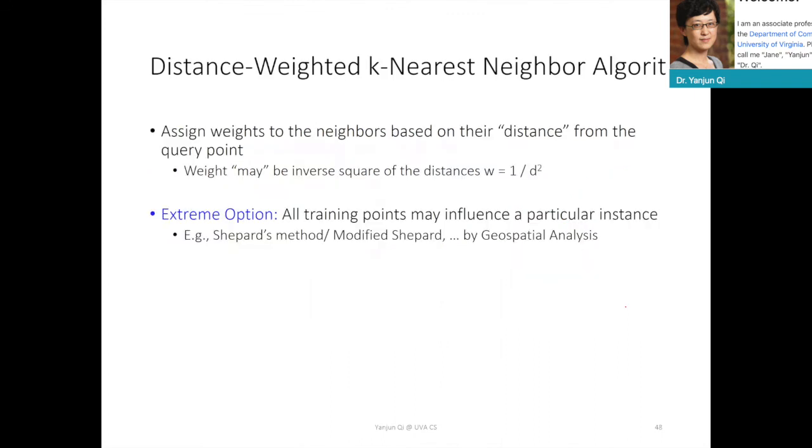So there are some extreme options. People have this, maybe you can call it the modified Shepard method, and it has very popular uses in geospatial analysis. This type of k-nearest neighbor approach is again so simple but very profound, and it has made very profound impacts on the internet and in many natural sciences.